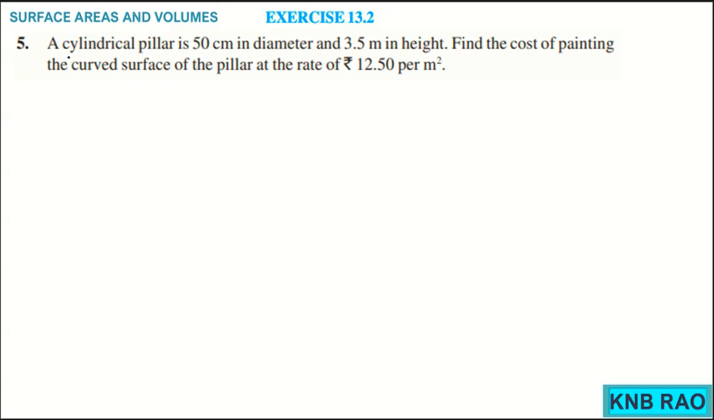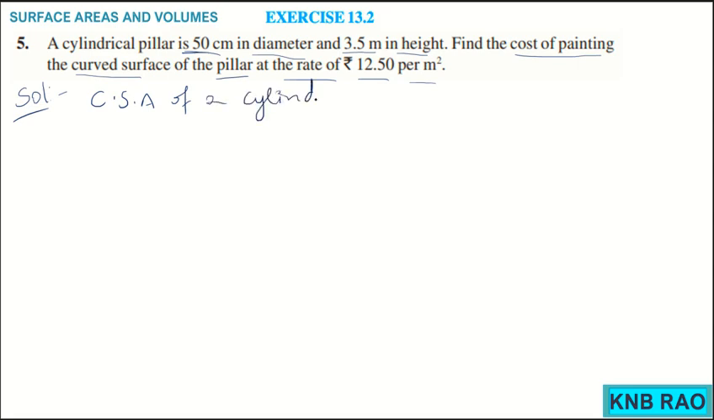In question number 5, a cylindrical pillar is 50 cm in diameter and 3.5 meter in height. Find the cost of painting the curved surface of the pillar at the rate of 12 rupees 50 paise per meter square. So, in the solution of this question, you need to first find the curved surface area of the cylindrical pillar.